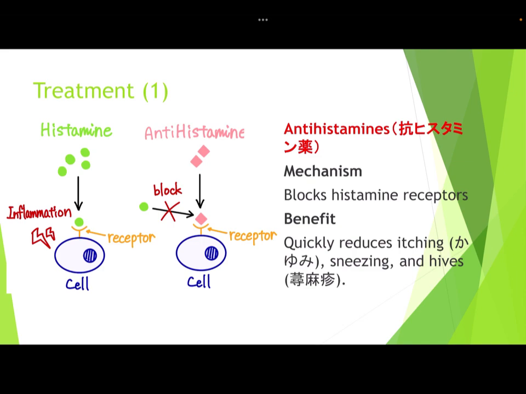However, if the inflammatory chemicals are released, we turn to antihistamines. Their mechanism is to block histamine receptors to stop the signal. The benefit is immediate relief. They quickly reduce active symptoms like itching, sneezing, and hives.